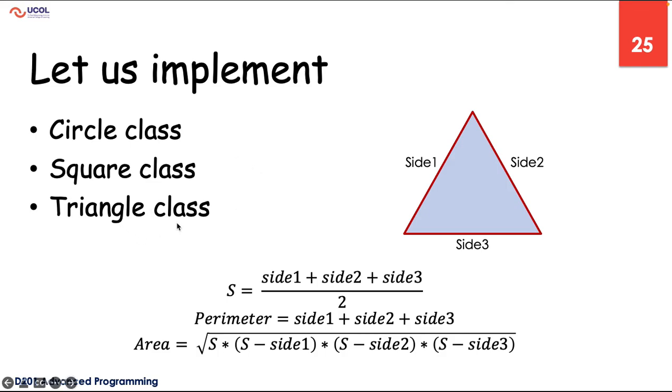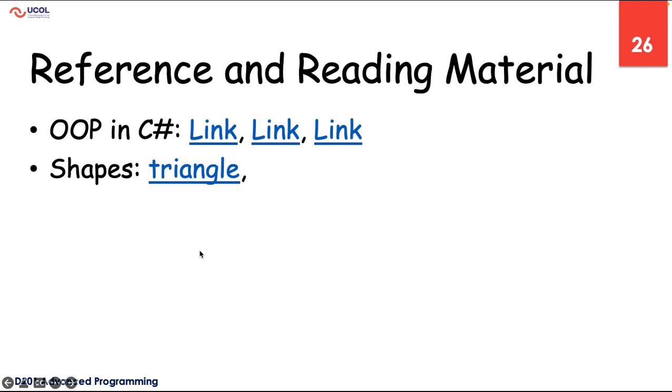And similarly for the triangle class, we have a triangle which has three sides, side 1, side 2, side 3, and then we can compute s. It is side 1 plus side 2 plus side 3, divided by 2. That is the semi-perimeter. The perimeter is adding the three sides, which gives us the boundary length, and then area is s multiplied by s minus side 1, multiplied by s minus side 2, multiplied by s minus side 3. We multiply all this together, take the square root, and we get the area of the triangle. So we will try to implement those things inside the lab session, and here are some references.